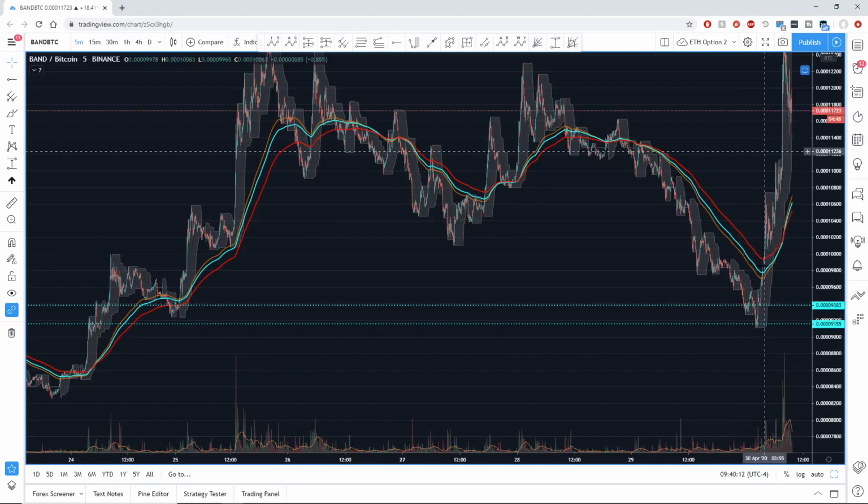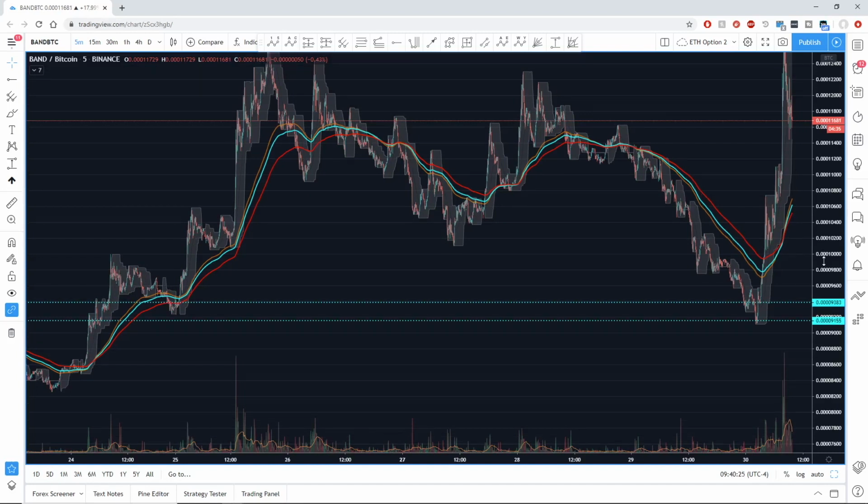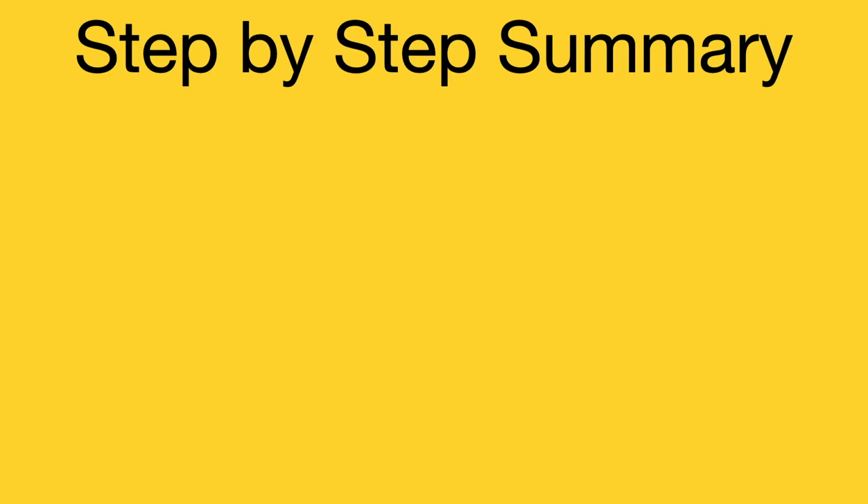You're going to see this happen often, where you enter a trade, you take a profit, and it goes up another 25%. Don't let this get to you, and don't change your strategy. It's important to stay consistent and keep doing it. This small win over time is huge, and it's what you are striving for. So let's go over a step-by-step summary of exactly how I enter and take trades.